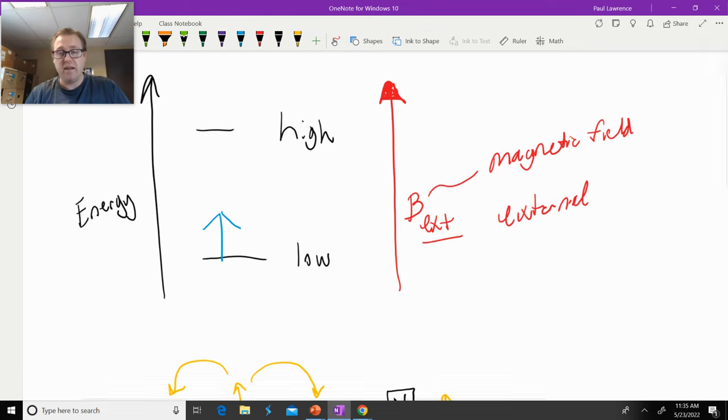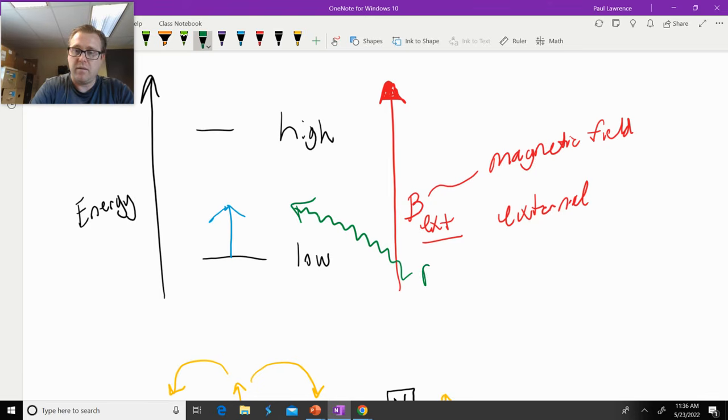So when you take your atoms or your nuclei and place them into a magnetic field, we're going to represent a nucleus here with this blue arrow. We can now zap it with radio frequencies, and now because it is in a magnetic field, we can now promote it to the higher energy state, represented like that.